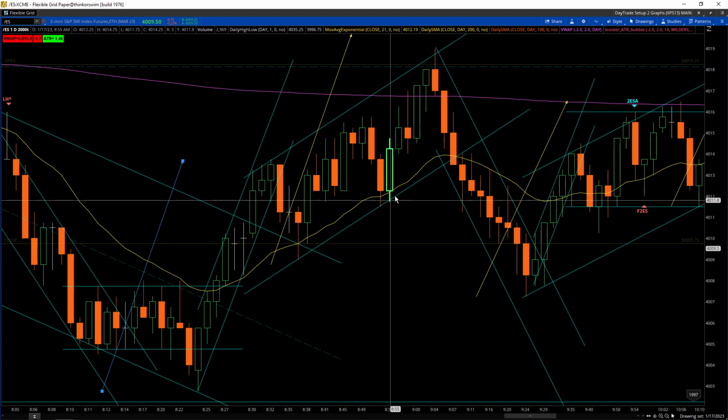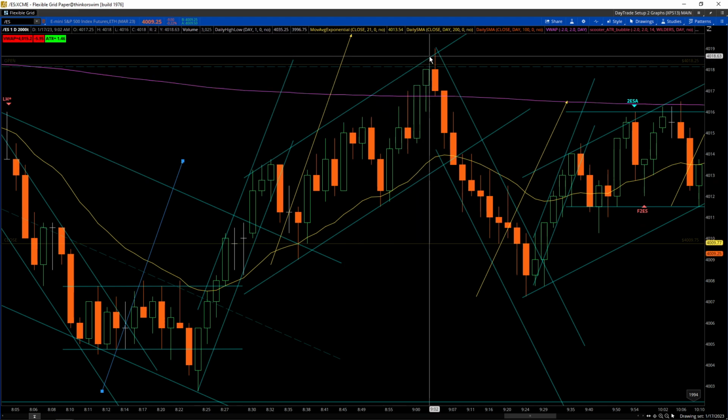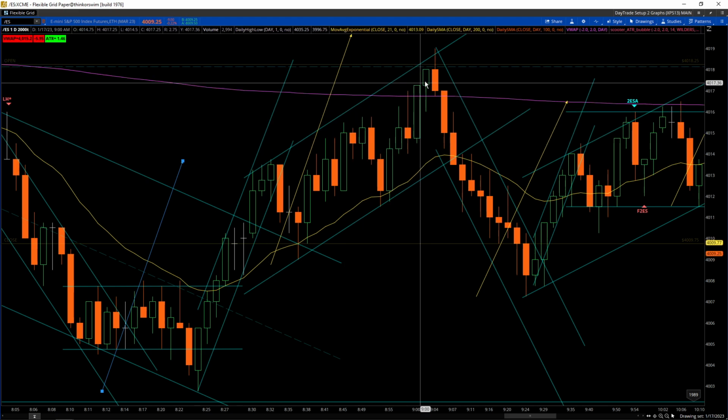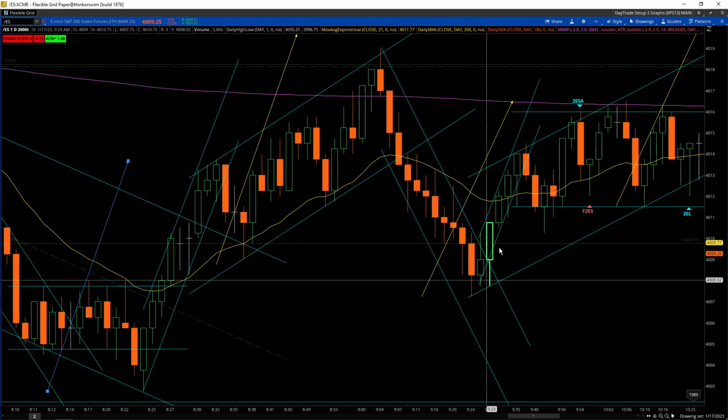I drew this swing. After this swing, I drew this ascending trend line as well as this top of the channel, but I didn't see any good entries. There's no real second entries here. It broke down below, made a new low, came back up.